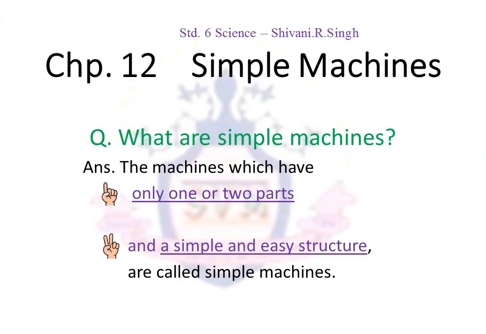Standard 6 Science: Simple Machines. What are simple machines? As the name suggests, it's a machine that's pretty simple. It's a machine that's simple because it has only one or two parts and a very simple and easy structure.